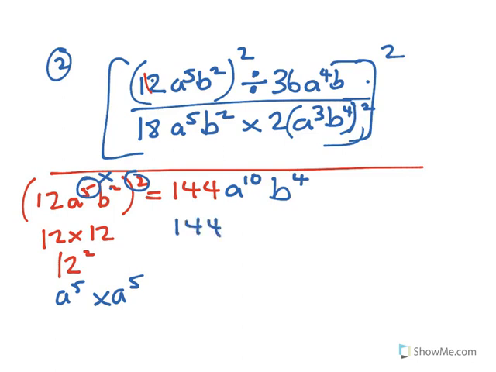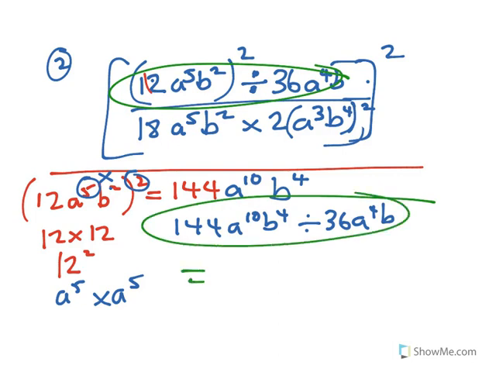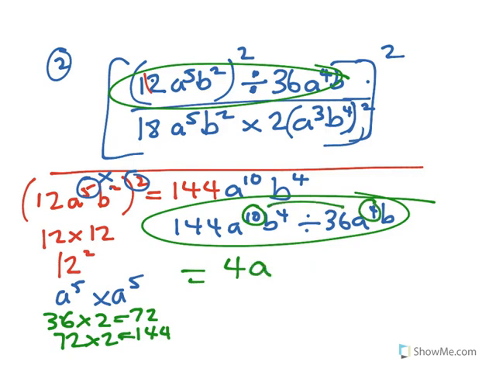Okay, so we've got 144 A^10 B^4 divided by 36 A^4 B. So I'm now just looking at the top line. 144 divided by 36 is 4. If you're unsure on that, you can use a calculator, but 36 times 2 is 72, and 72 times 2 gives you 144. So that's why it's 4. A^10 over A^4, you've got to subtract the indices, so that's A^6. B^4 and B^1, that would be 4 minus 1, which is 3.